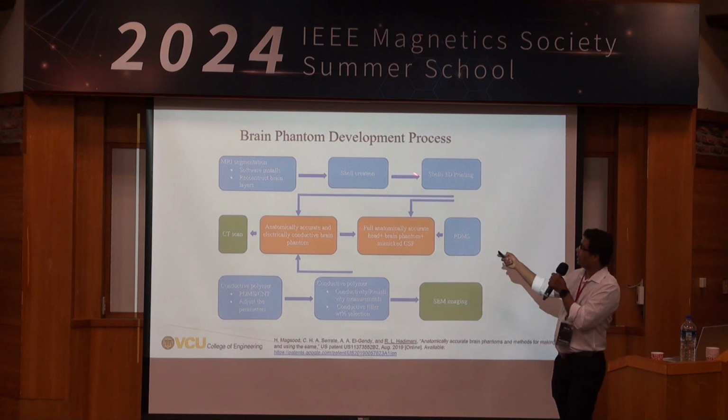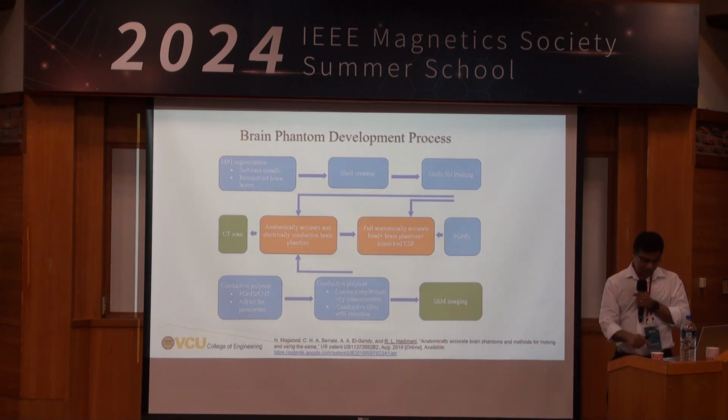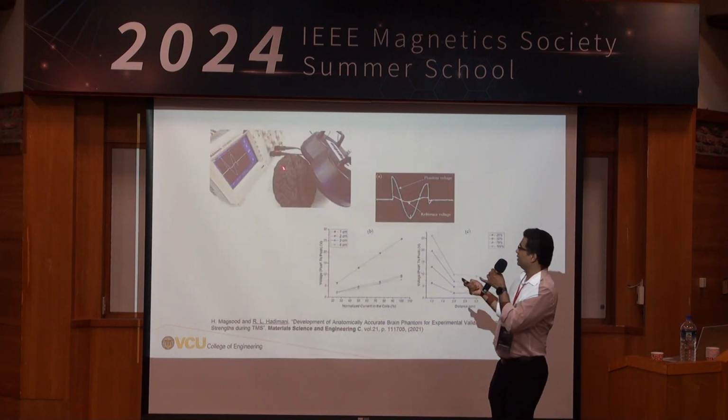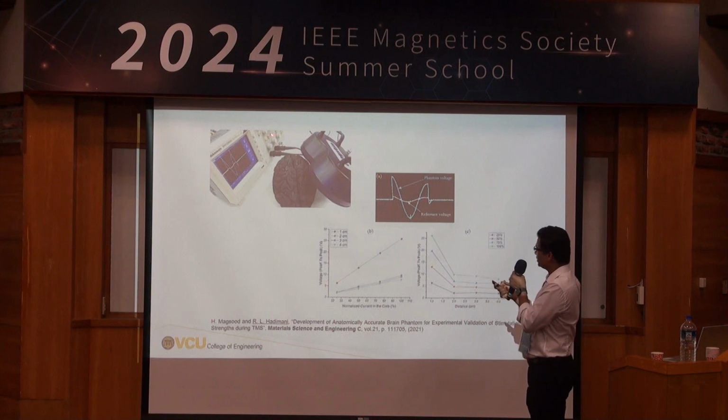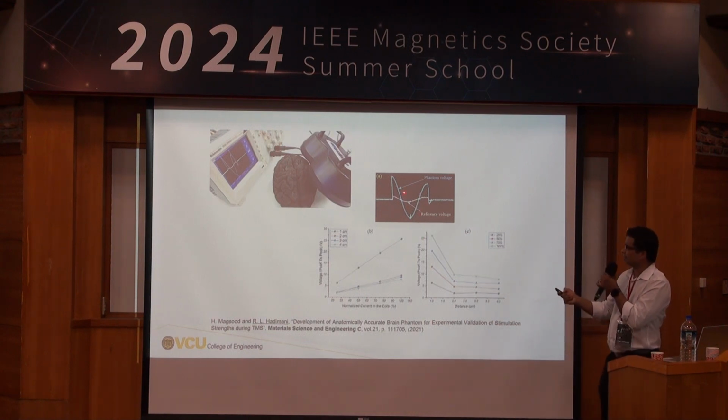So here is the overall schematic of how we made the brain phantom, and you can see this from this publication. And then we measured the voltages for different TMS strengths and at different distances in the phantom. And this is the signal from the phantom.